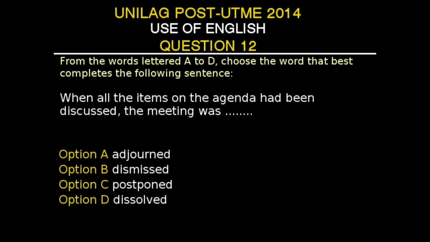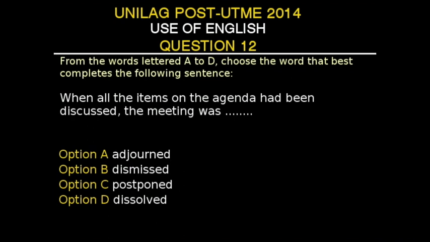To postpone is to delay an event and plan or decide that it should happen at a later date or time. But in the case of this meeting, it has actually been held and they had exhausted all they had on their agenda, so postpone is not the appropriate option.